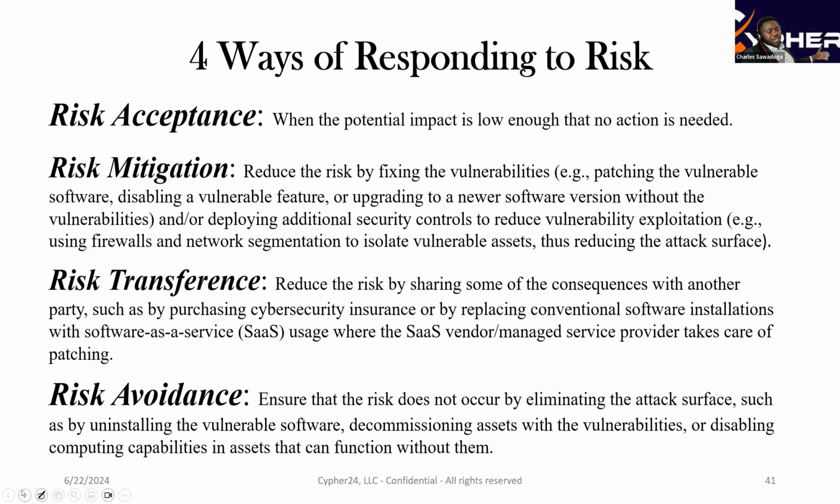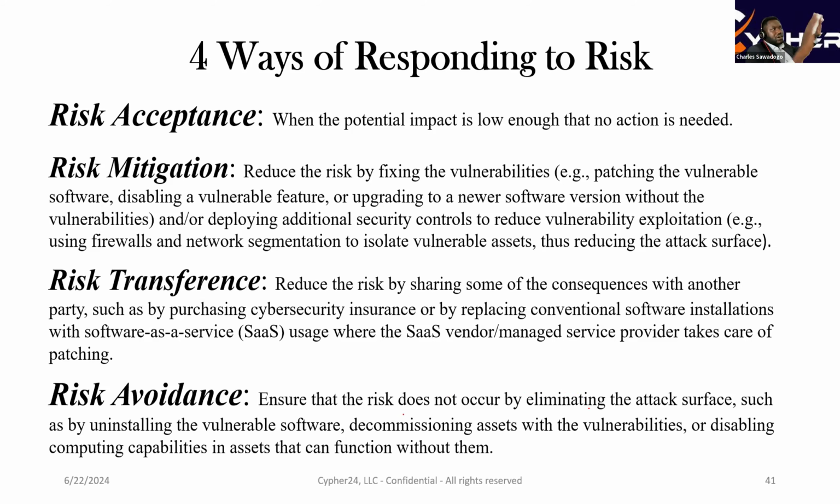So risk avoidance is the way to completely avoid the risk, so that the risk does not even occur, by eliminating the attack surface. You can uninstall the vulnerable software, decommission the asset that has the vulnerability, or disable the computing capabilities to avoid all this risk. So this is called risk avoidance. It's an attitude that you use to avoid the risk.